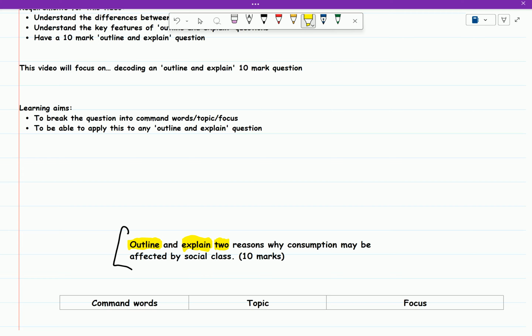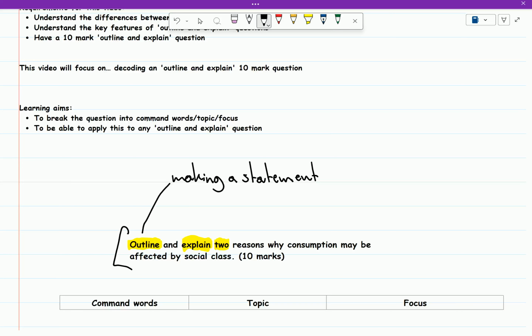So what do we mean by outline for these types of questions? The way I like to try and explain it to people is when we're trying to outline something, we're giving a very brief statement, a sentence, a starter point. We're just trying to get our foot in the door with the point we're trying to make. So you could say that we are making a statement. Okay? So that could be one sentence.